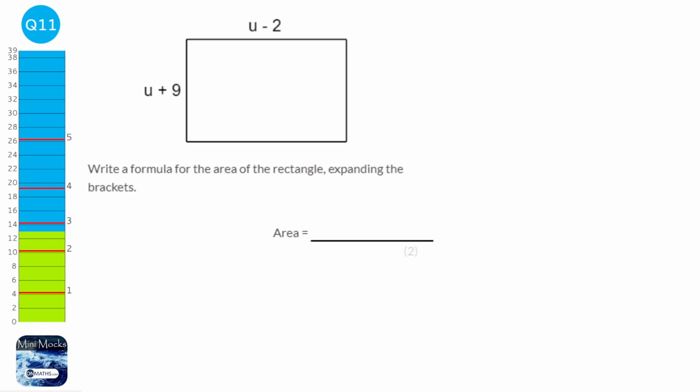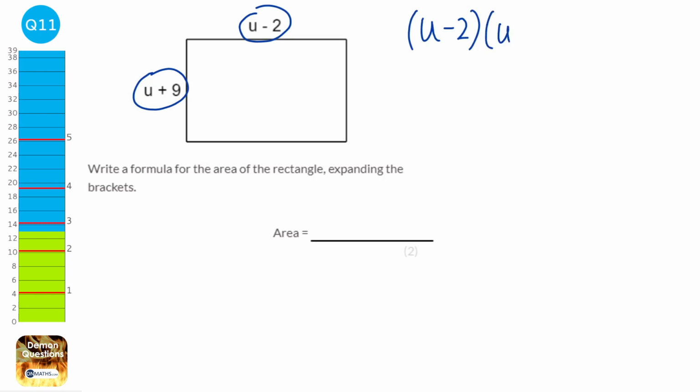So to find the area of a rectangle, we just multiply the width and the length. So that's what we're going to do here. But whenever you have an expression representing a length or a width or anything really, you just put brackets around it. So we go (u − 2) times (u + 9).